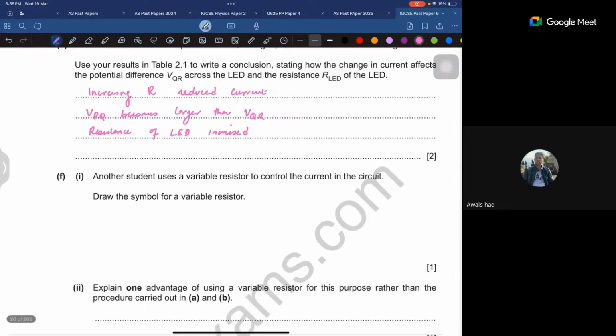Then it says another student uses a variable resistor to control current in the circuit, draw a symbol of a variable resistor. So if you've drawn this, it's correct. If you have drawn something like this, it's also correct. Both the symbols are okay.